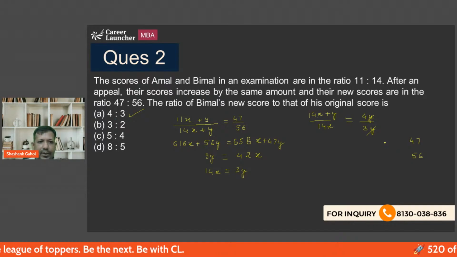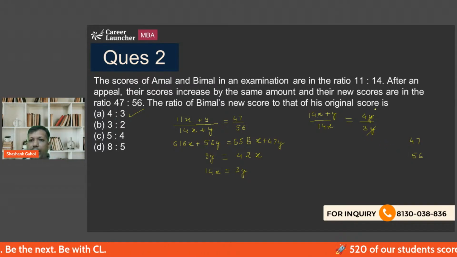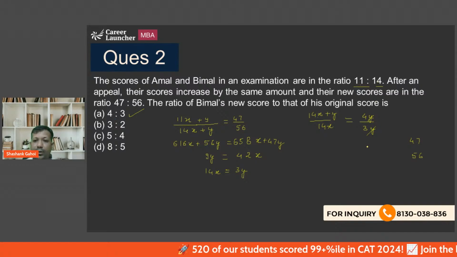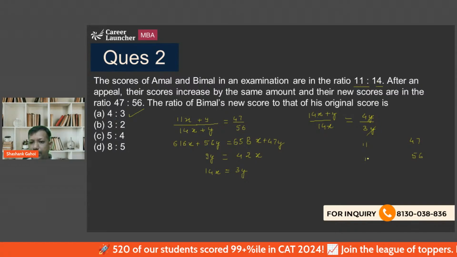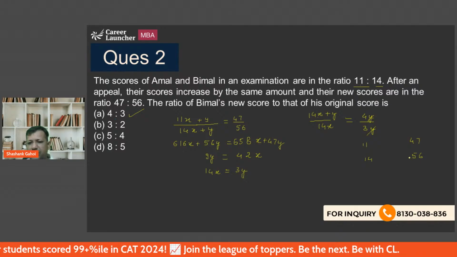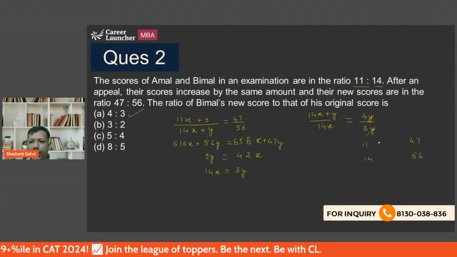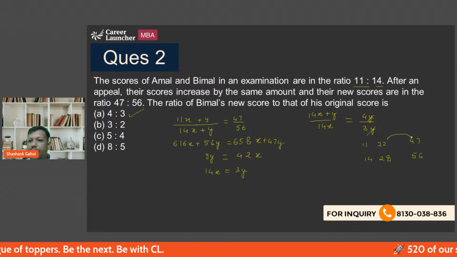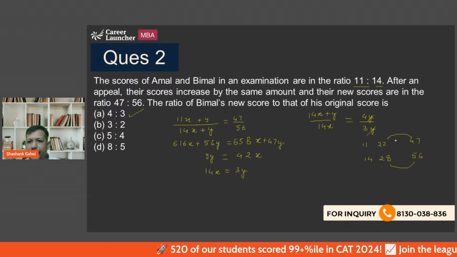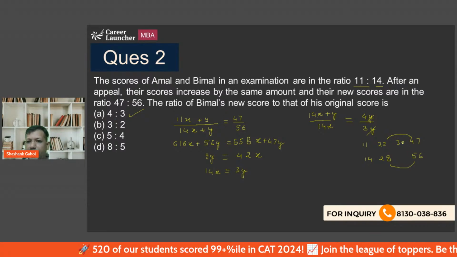Now we are talking about Bimal, right? So the initial scores were in the ratio of 11 and 14. Okay, so it is 11 and 14. Is the increment the same in both the cases? No, definitely not. Another possibility is 22, 28. So what is the increment we can have? That's 25. What is the increment we can have? 28. Okay, doesn't work. Okay, let's take 33 and 42.